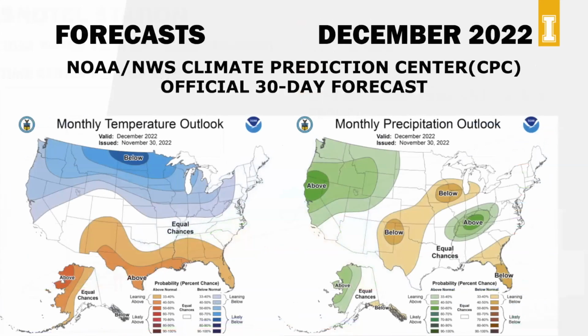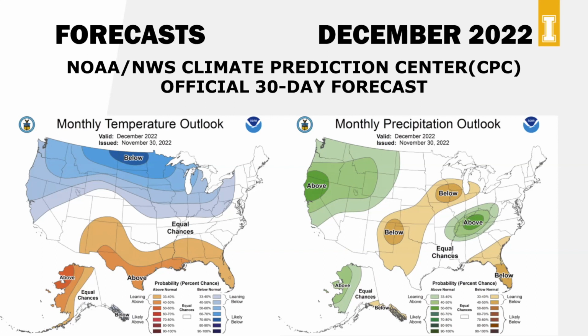Let's shift gears again and look at the forecast for the coming month as well as through the coming year. These are put out by NOAA's Climate Prediction Center. This first slide represents a 1-month forecast for December, which was released on November 30th. The map on the left represents temperature outlook, and the right-hand side represents the December precipitation outlook.